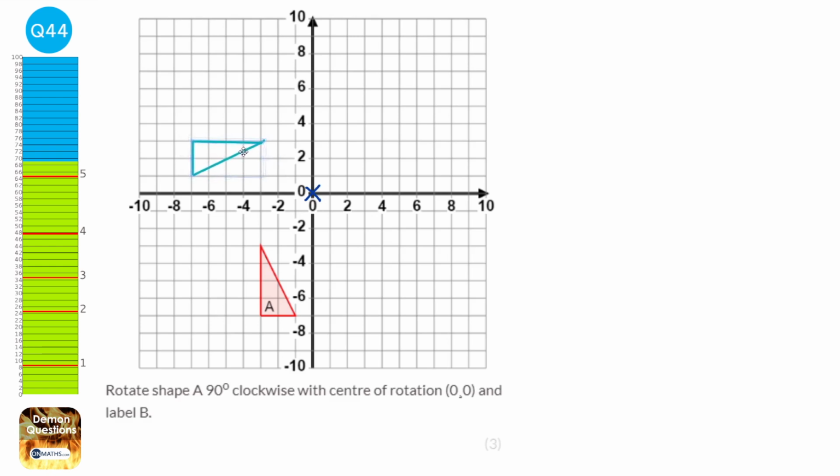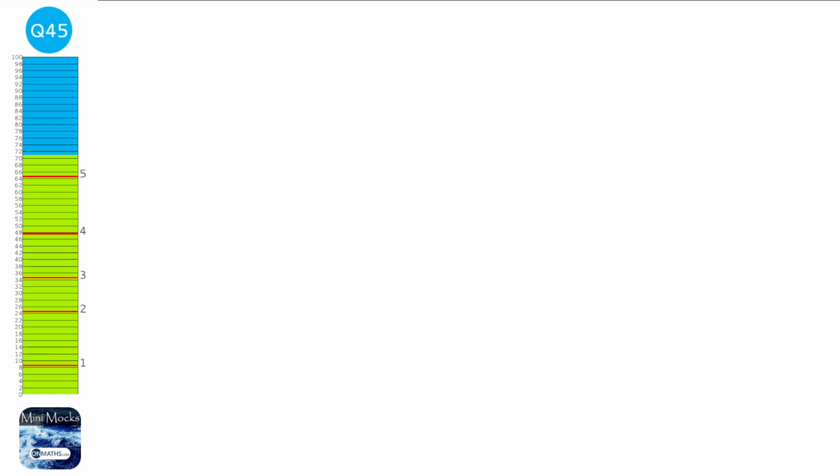And so we just got to line this up perfectly. A little bit less rotation maybe. There we go. And then what you do is you'd lift your tracing paper and just draw in the shape underneath. And it says to label in the triangle as B.